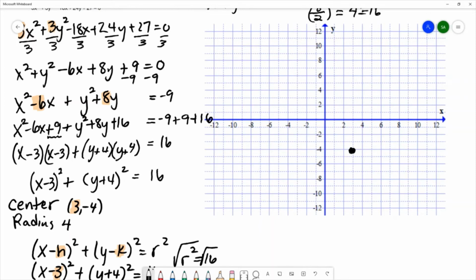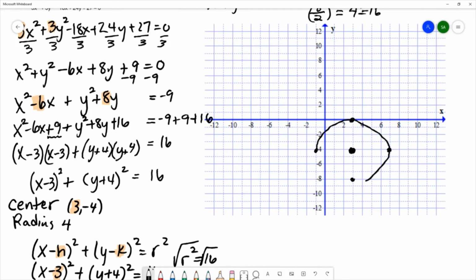And then I'm going to go the distance of the radius up, down, left, and right. So that's up 4, right 4, down 4, and left 4. And draw the circle from there.